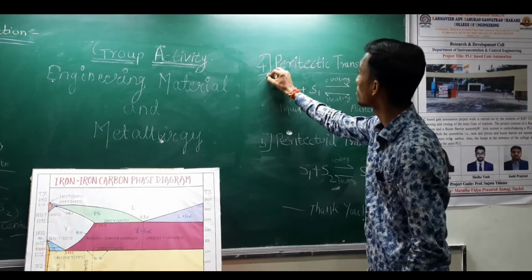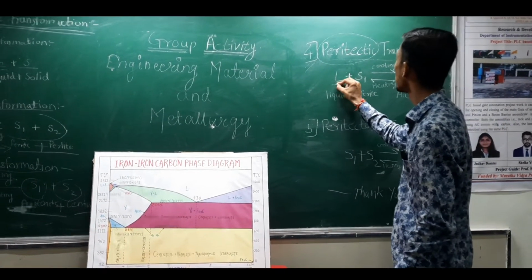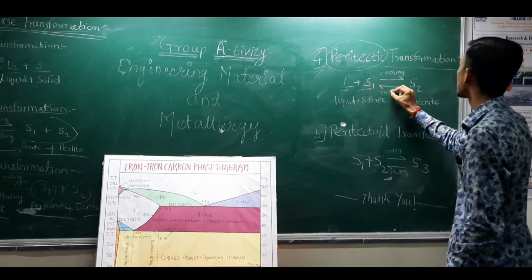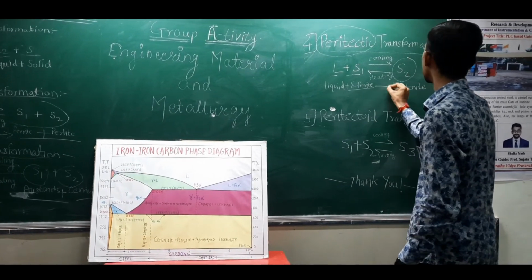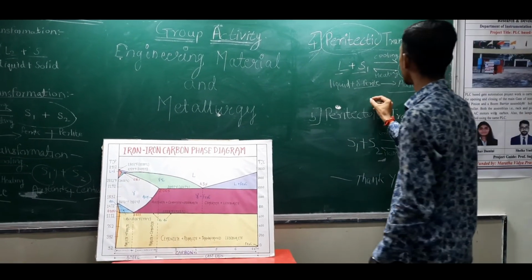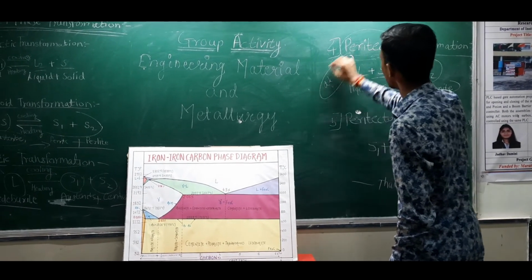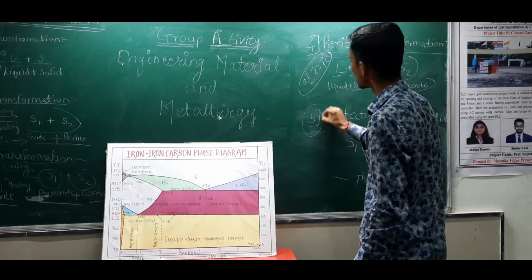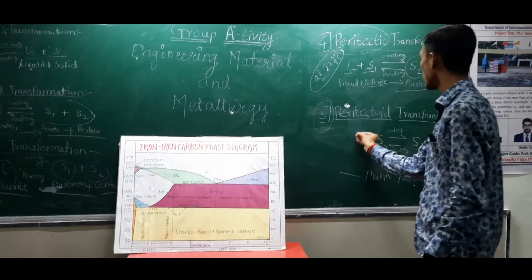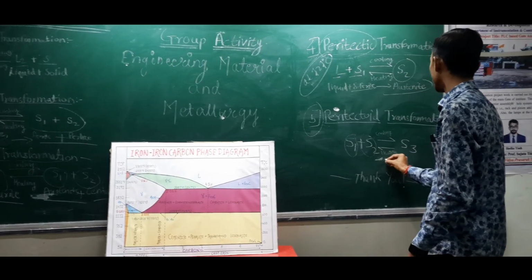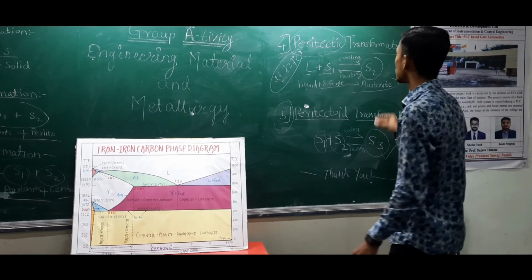So the fourth type of phase transformation is peritectic transformation. Here a solid and a liquid phase transform into a new solid phase, that is, liquid plus delta ferrite is converted into austenite, and this reaction occurs at 1493 degrees Celsius. The fifth type of phase transformation is peritectoid transformation. Here two solid phases are converted into a third solid phase. These are the five types of phase transformations.